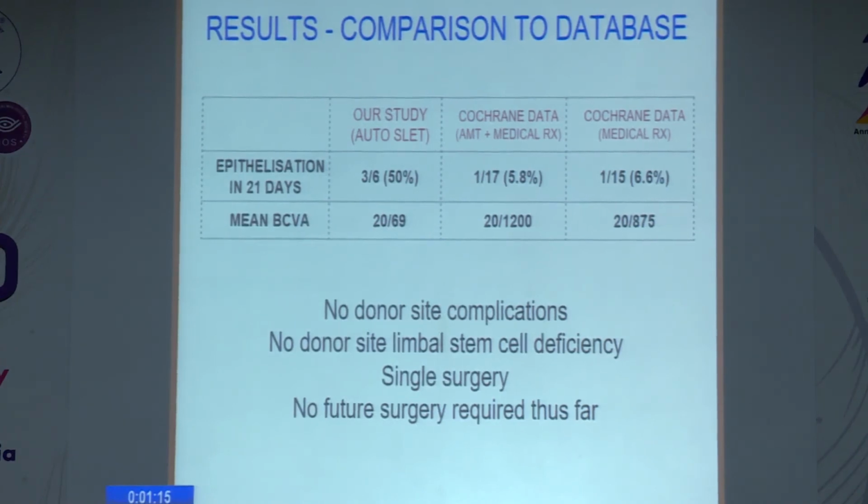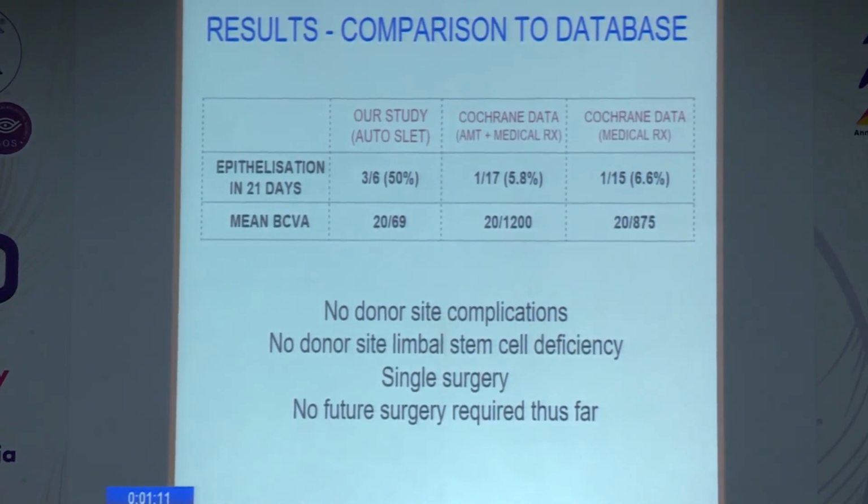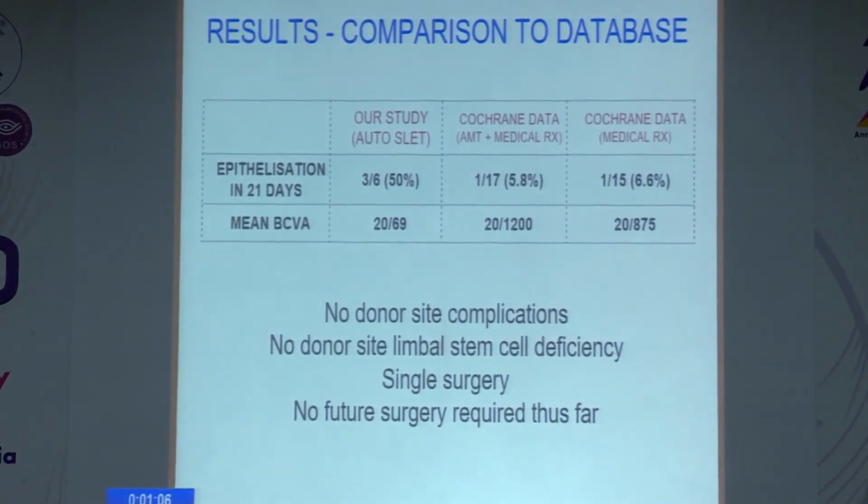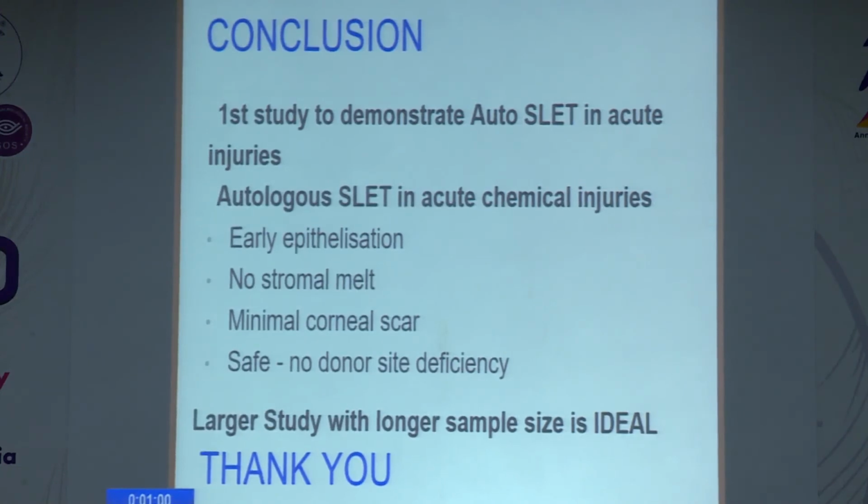So if we compare my very, very small case series to the existing literature, it appears to be better, with no donor side complications, no donor side limbal stem cell deficiency, single surgery, no future surgery required thus far, and definitely a better visual outcome. So it's the first study thus far to demonstrate use of autogenic SLET in acute injuries. It leads to early epithelialization, no stromal melt, minimal scarring, and it's safe because there is no donor side deficiency. Obviously, a larger study with a longer follow-up and a multi-center study would be ideal. Thank you.